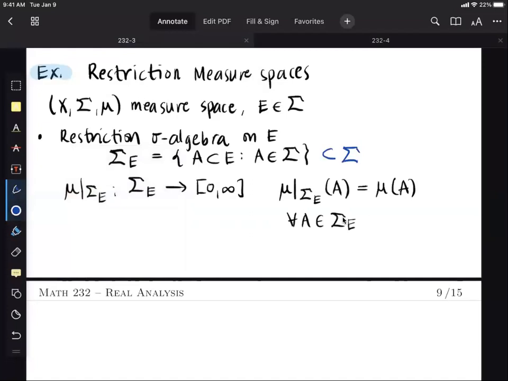So we basically follow the same definition as mu, but we are just restricting the domain of the measure to the restriction sigma algebra on E. Take note that according to this inclusion here, this is an element of sigma. Therefore, we can take the measure of this set A with respect to the measure mu.